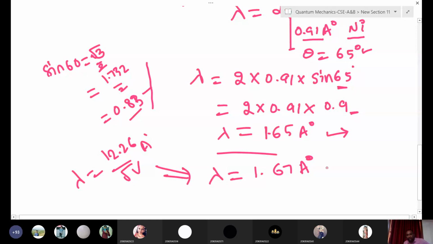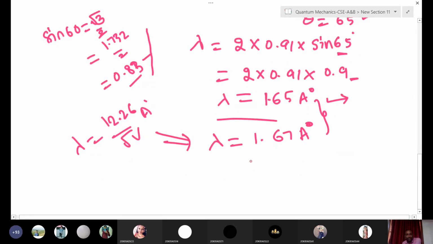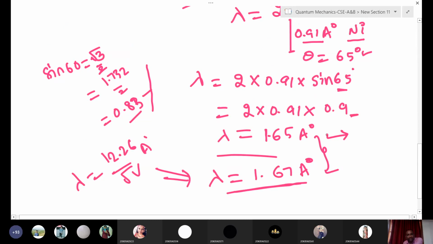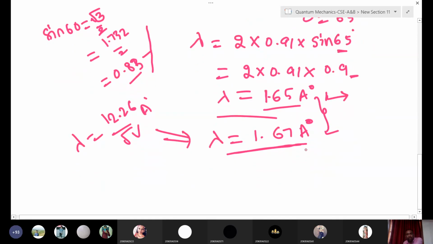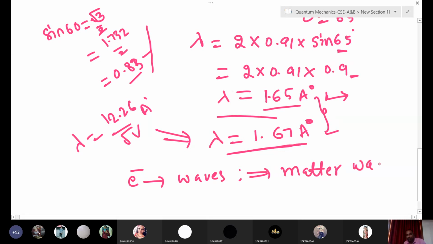Okay, now if you compare these two, using the Davisson-Germer experiment we got the wavelength of electrons. What is the wavelength of electrons? It is 1.67. Using the X-ray diffraction condition, we got a wavelength of about 1.67. So from these equal values, from this analysis, electrons are behaving as waves. That means electrons are matter waves.